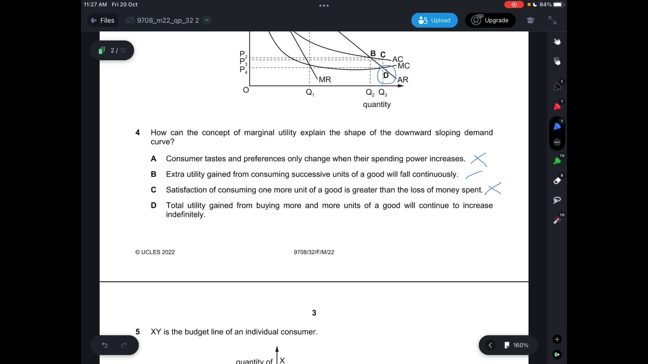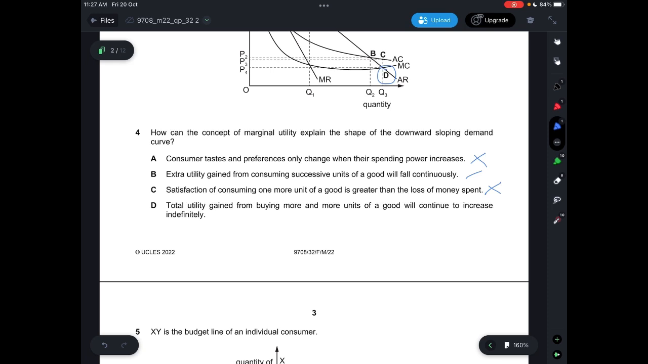Therefore, to say the satisfaction of consuming one more unit of a good is greater than the loss of money spent is incorrect, because they are also represented on the same graph, and it's calculated based on the same units, same quantity times price. C is incorrect because of that.